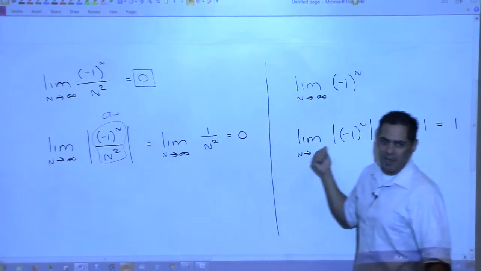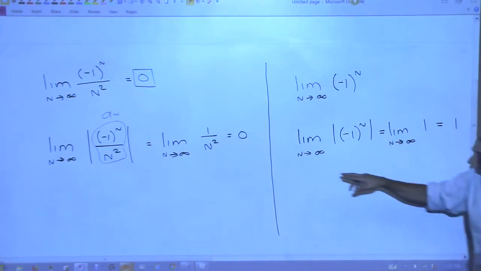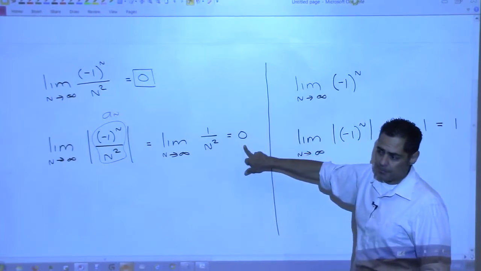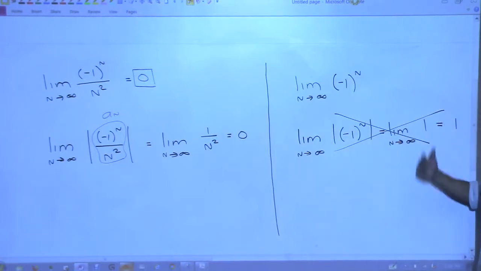But if it goes to something else, the theorem, you just throw it out the door. You can't use it. Understand? So you have to be careful with this theorem. It only works when the absolute value of the sequence goes to 0. So this basically tells us nothing.